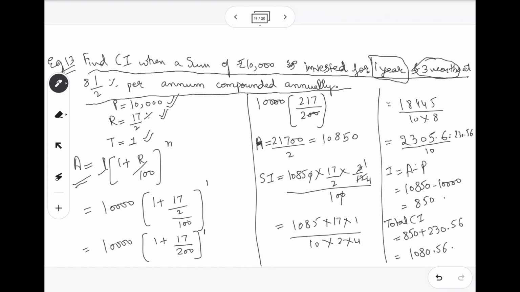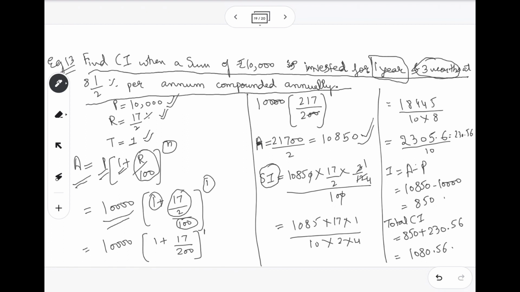So amount would be principal into 1 plus rate upon 100 raised to power n. Now putting the values, we get 10,000 into 1 plus 17 by 2 by 100 raised to power 1, which on solving gives the value of amount equal to 10850. Now till now we have calculated the value of amount for the 1 year. So next, for the 3 months we are going to calculate the simple interest.